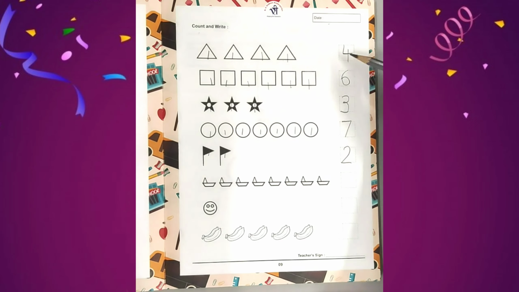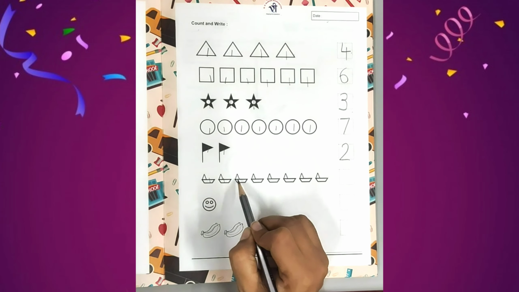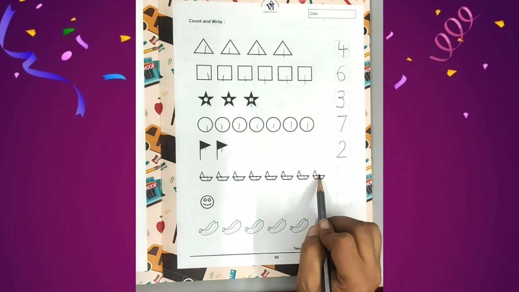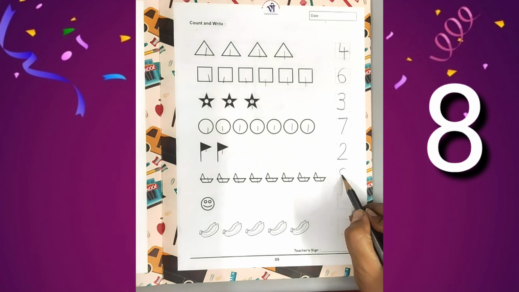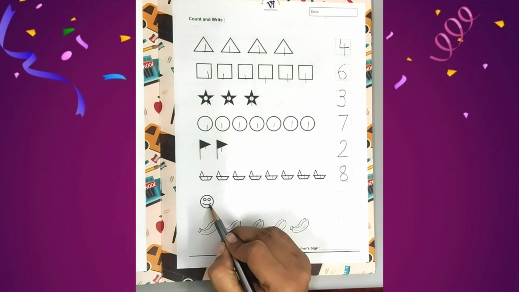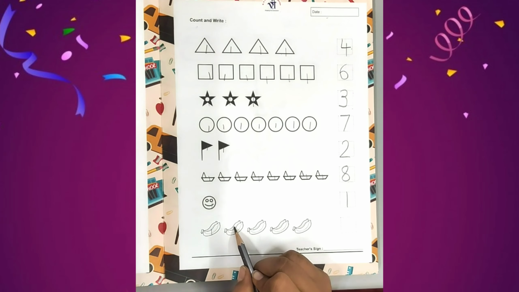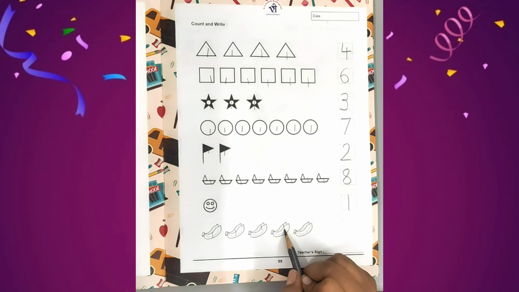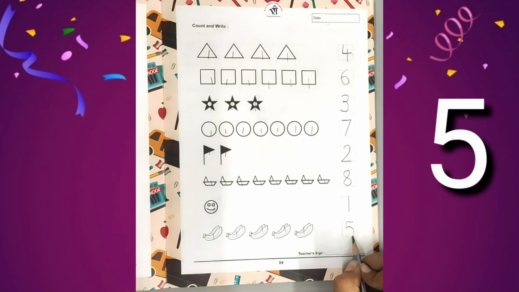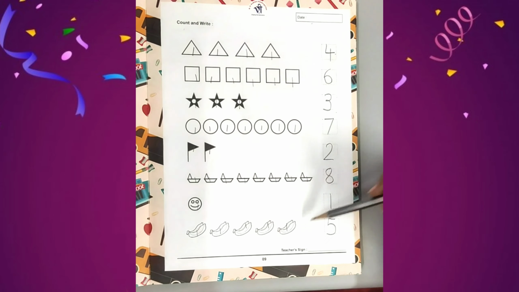1, 2. Write number 2 in the proper box, okay? Boats: 1, 2, 3, 4, 5, 6, 7, 8. Write 8 in a proper way, don't draw two circles. Smiley: 1, so we have to write 1 over here. Bananas: 1, 2, 3, 4, 5. So, here we will write number 5. This way you have to complete this exercise.